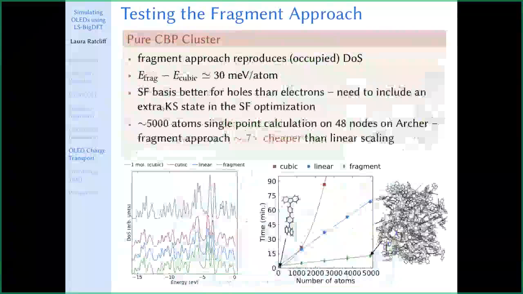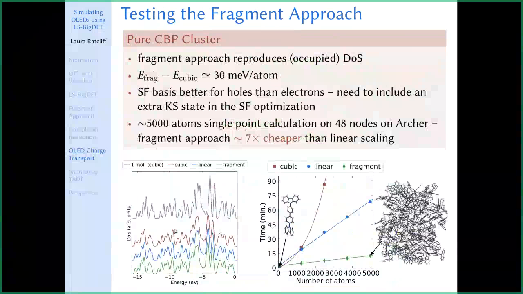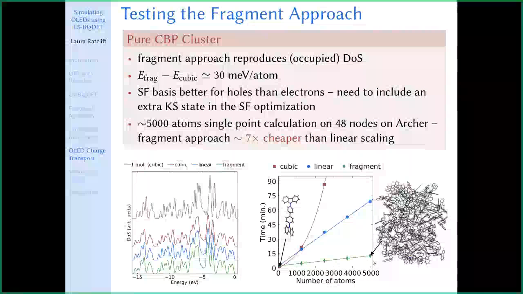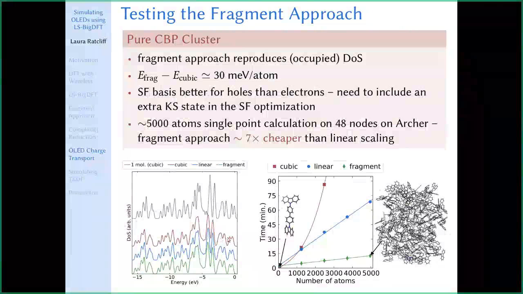Just to show how well the fragment approach works for this system, you can see that just like with the graphene example, we get significant savings in computational time by using the fragment approach. It is around 7 times cheaper than linear scaling, which means we can do several thousands of atoms in the order of 15 minutes, as I mentioned. At the same time, we're able to reproduce the density of states using this fragment approach. It agrees very well with both the cubic and the linear scaling approaches. And our error in energy is of the order of 30 meV per atom compared to the full cubic scaling approach. So it works really quite well for these systems.